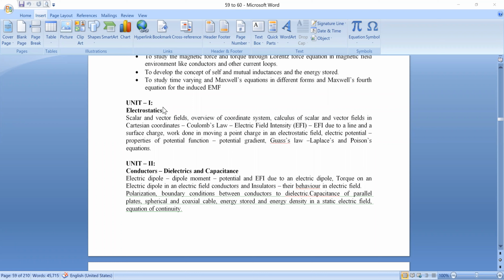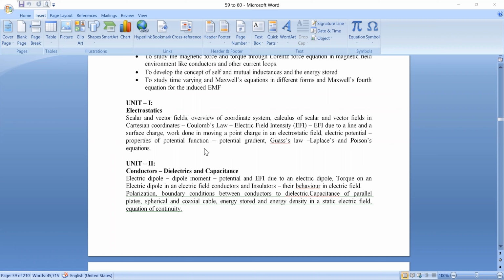This is the syllabus. Electromagnetic field. Unit 1: Electrostatics. The meaning of electrostatic is: static means rest. When charges are at rest, then the developed field is named electrostatics.